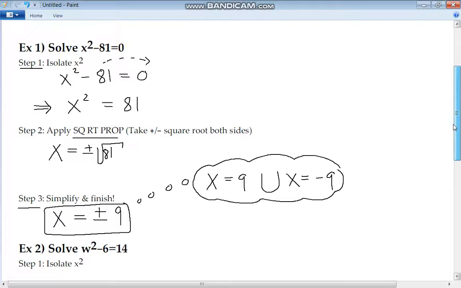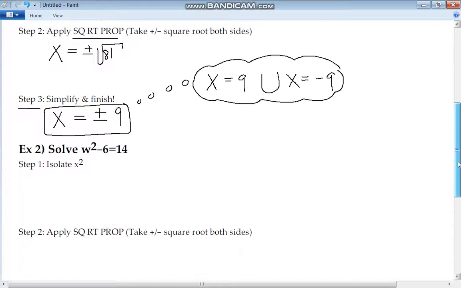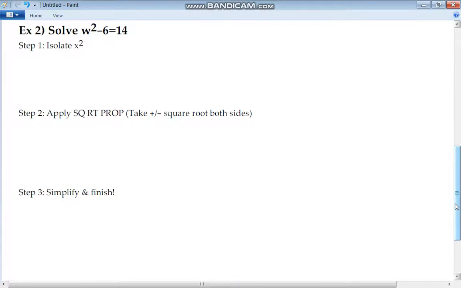Each of these examples is going to get progressively more challenging. Here we have w squared minus 6 equals 14. Same step. Step 1, isolate the expression that's being squared. Now it's not x this time, it's w. We're going to isolate the w squared by adding 6 to both sides of the equal sign. Here the 6's cancel and we get w squared equals 14 plus 6, which is 20.